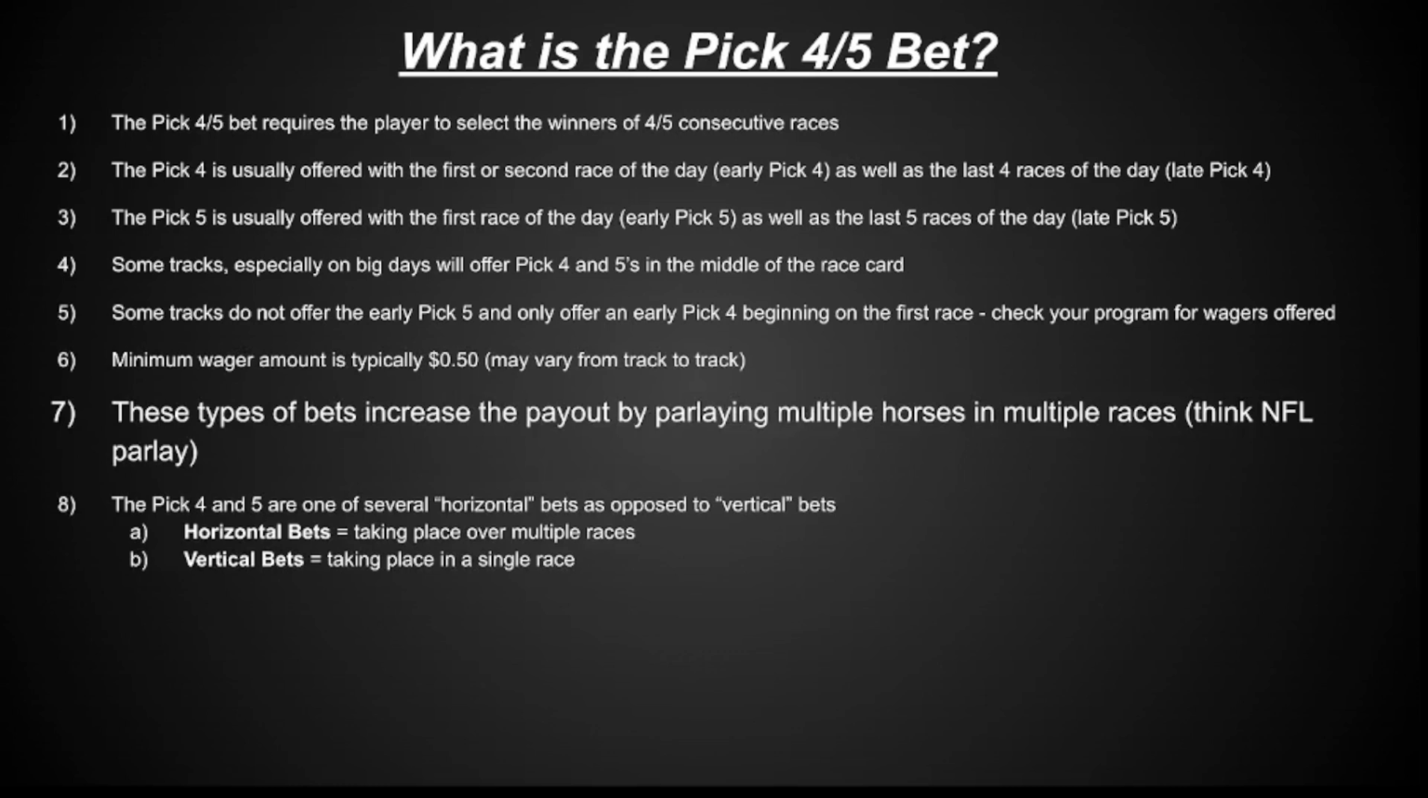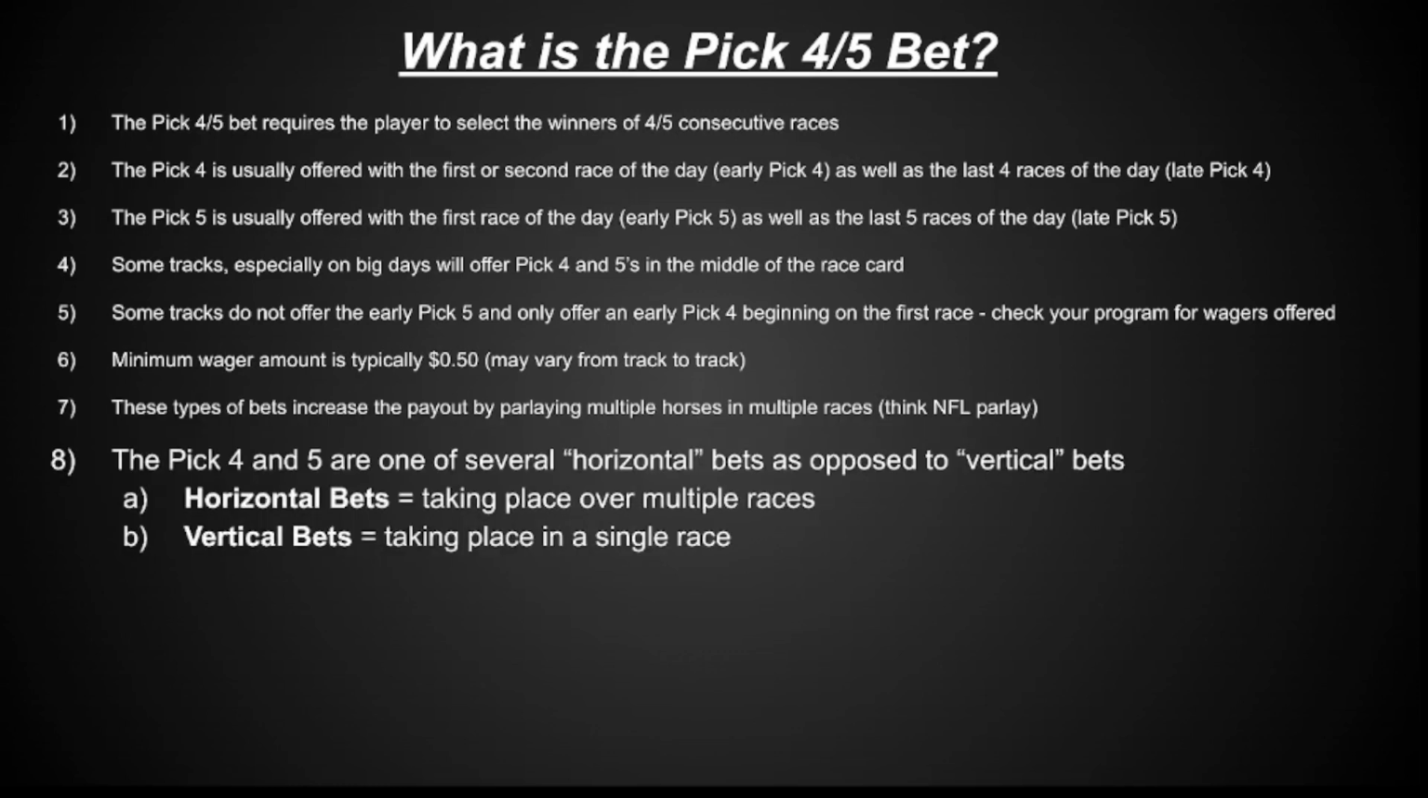These types of bets increase the payout by parlaying multiple horses and multiple races. Think of an NFL parlay where you're betting on more than one game at a time. And the pick 4 and pick 5 are among several horizontal bets as opposed to vertical bets. Horizontal bets are bets taking place over multiple races, whereas vertical bets are taking place in a single race, such as exactas, trifectas, superfectas, etc.